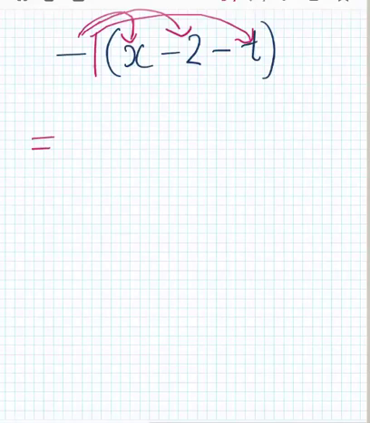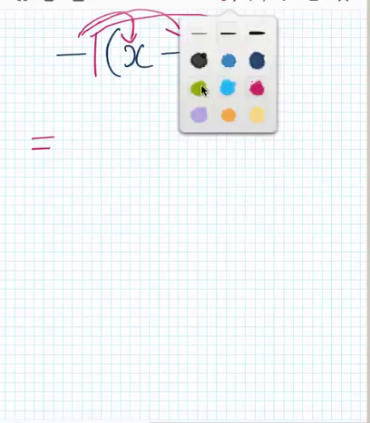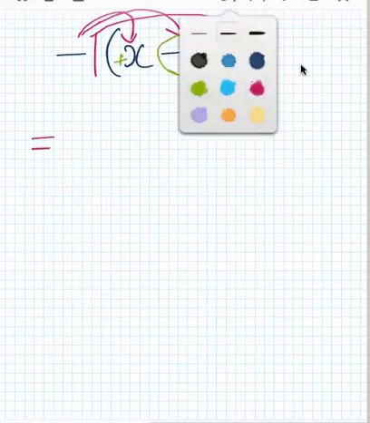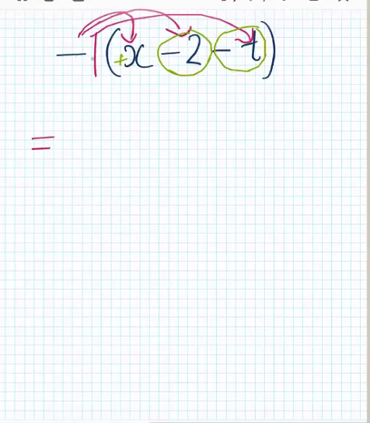So minus 1, and if it helps, you can circle, that's a negative t and a negative 2 and a positive x. You can do that to help you. So we've got minus 1 times a positive x is minus x. Minus 1 times minus 2 will give us positive 2. And minus 1 times minus t will be positive t. And that's it.